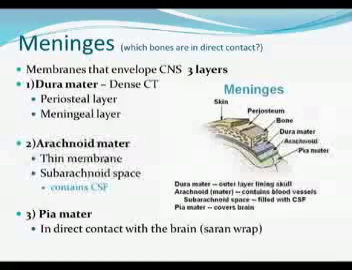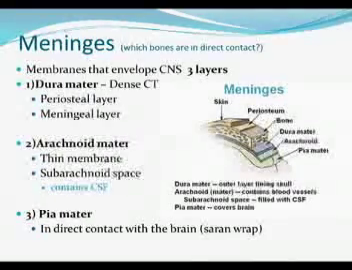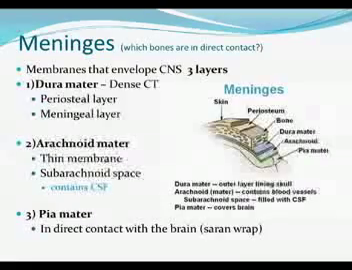Alright, so we've talked about some of these general structures around the brain, and now we're going to get into some of the specific structures that help support it. And the first one we're going to talk about is the meninges, which is composed of 3 layers: the dura mater, the arachnoid mater, and the pia mater. And so the dura mater, which is basically dense connective tissue, is actually composed of 2 individual layers as well. It's the periosteal layer and the meningeal layer. The periosteal is going to be superficial to the meningeal.